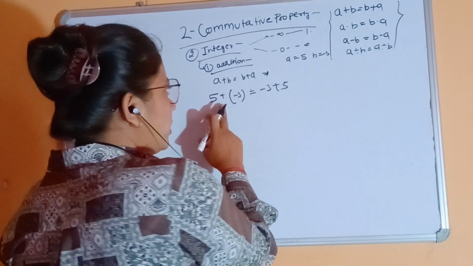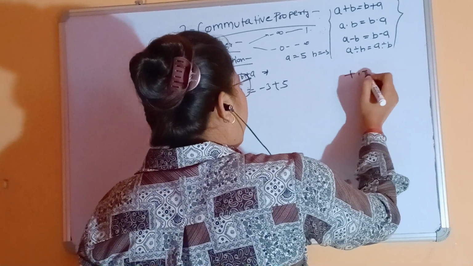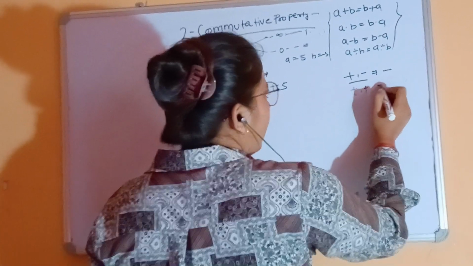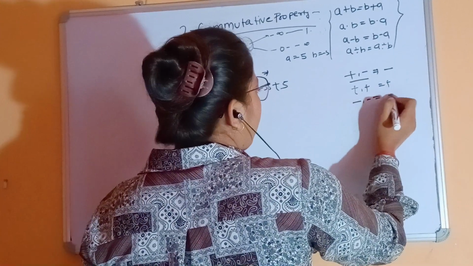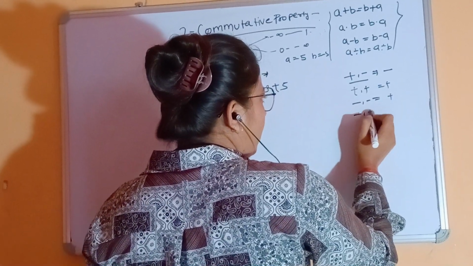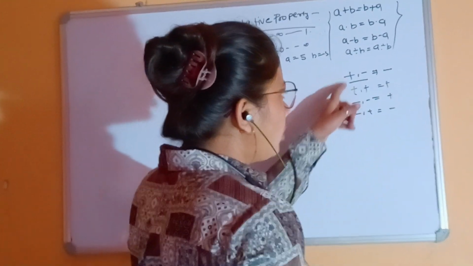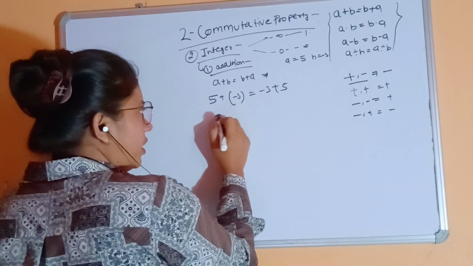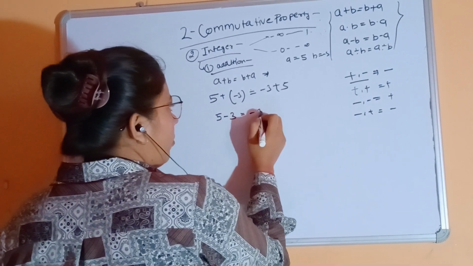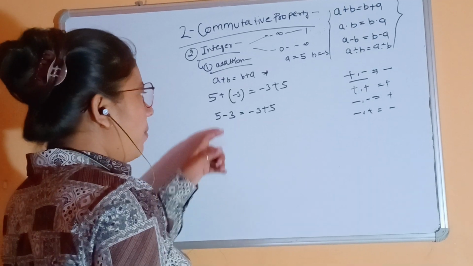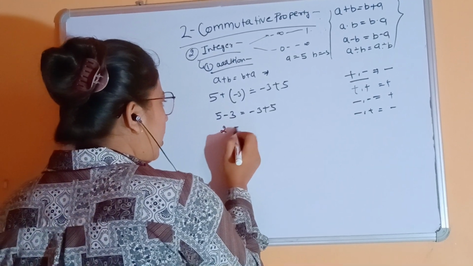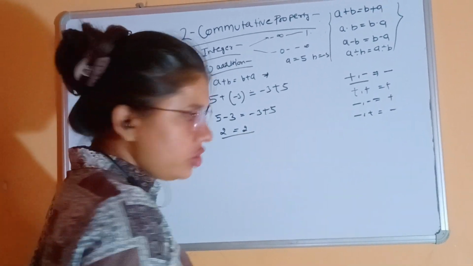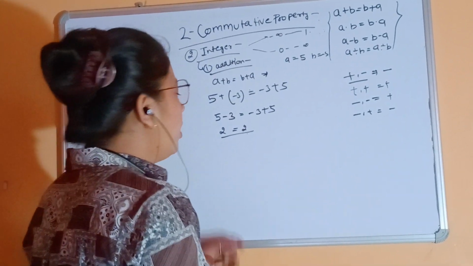Here we understand plus and negative signs. If plus is multiplied by minus, the sign comes out negative. Plus times plus gives plus. Minus times minus gives plus. Minus times plus gives minus. You should understand this rule, as it applies in all questions. So 5 minus 3 is equal to minus 3 plus 5. Here 5 minus 3 is 2, and minus 3 plus 5 is also 2. So addition holds the commutative property for integers.